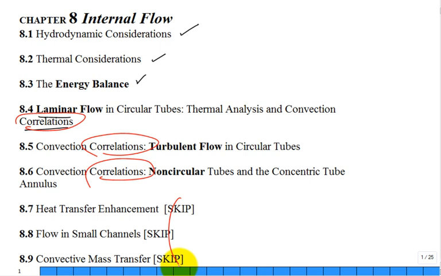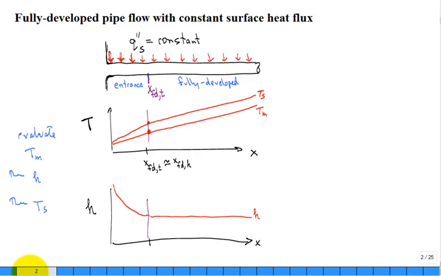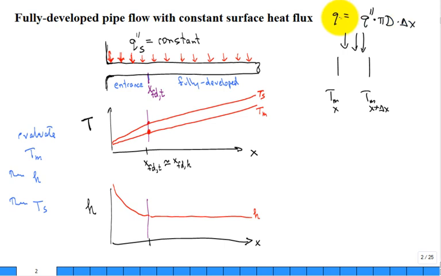That's nice. So we have fully developed pipe flow with constant surface heat flux. We just talked about that. Somebody has a region right in here. We just pull it out. You have the mean temperature at x, and you have the mean temperature at x plus delta x. So how did that change? It depends on the q double prime times pi d times delta x. That's the rate at which heat is being added from the wall.